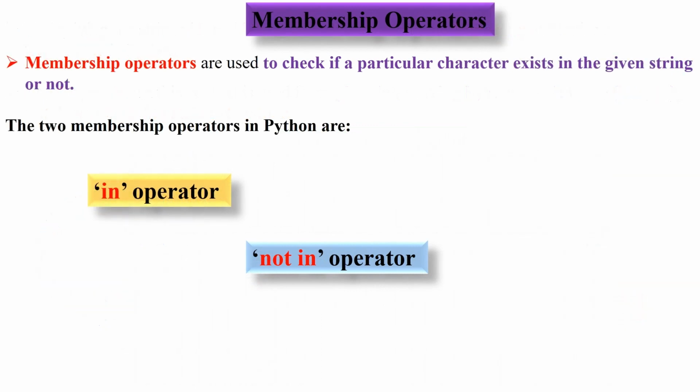In Python, membership operators are used to check if a particular character exists in the given string or not. The two membership operators in Python are the in operator and the not in operator. Let's see in detail one by one.